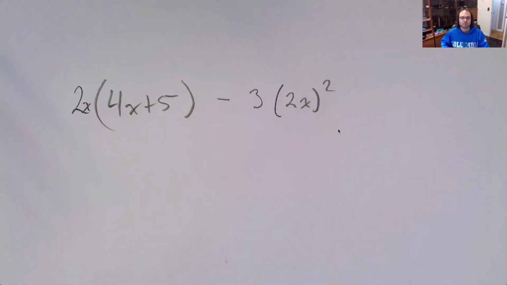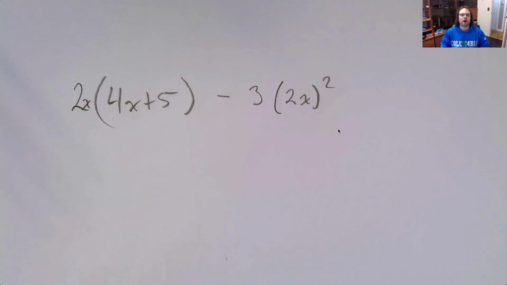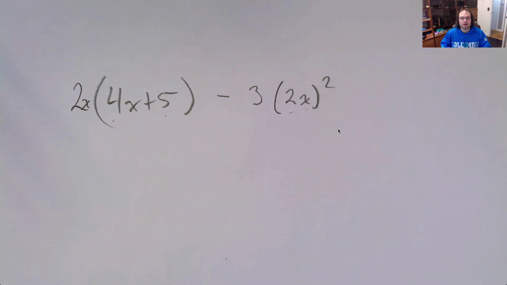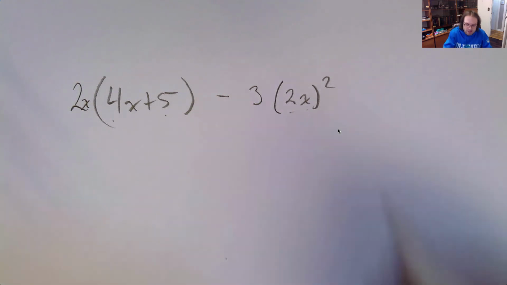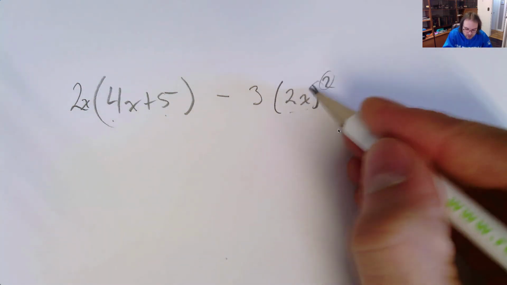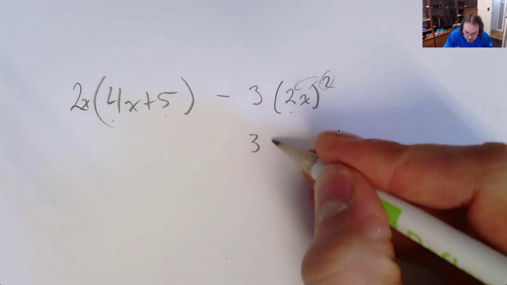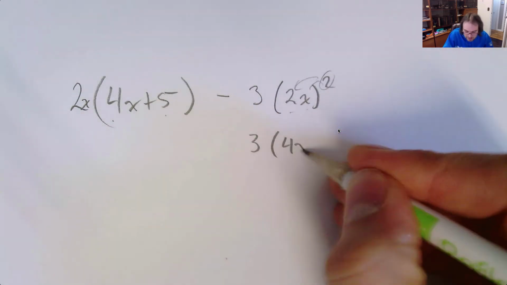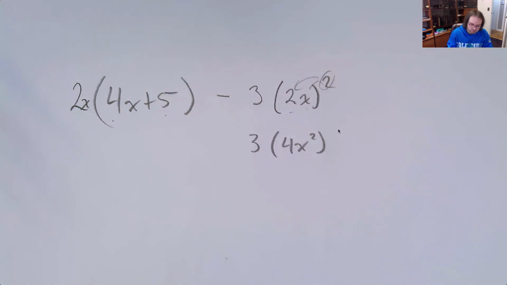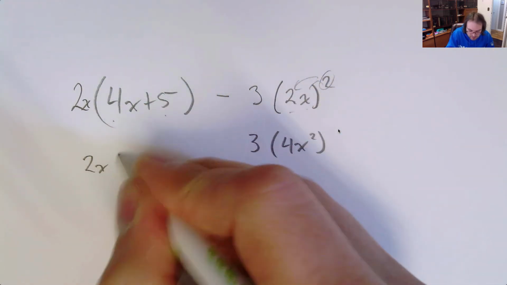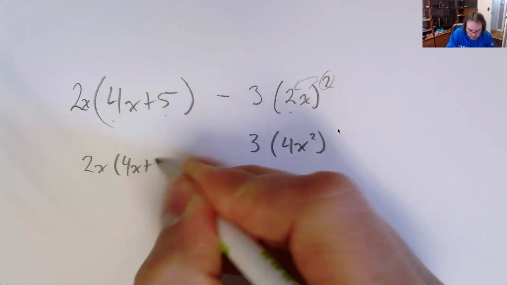Okay? So first we must do our brackets. There's nothing in the brackets we could simplify. Next we're going to do exponents. Here, this exponent's out of the bracket, so I have to do the exponent to both of those. So this is going to give me 3 multiplied by 4x squared. Here, I'm going to still have 2x, 4x plus 5.